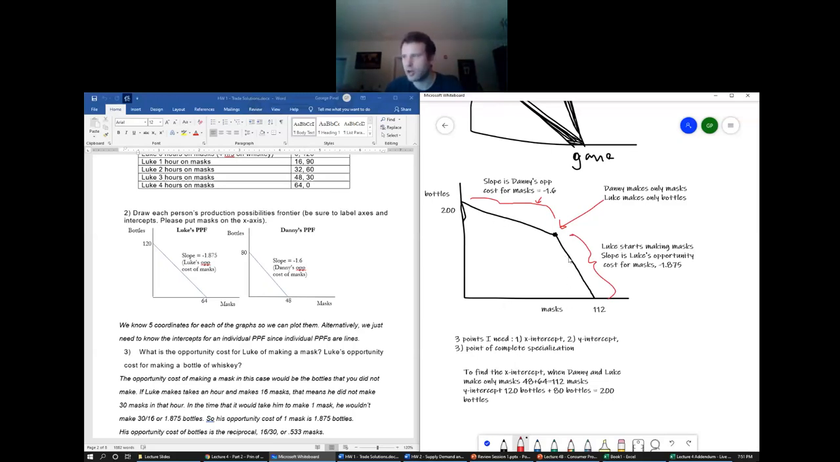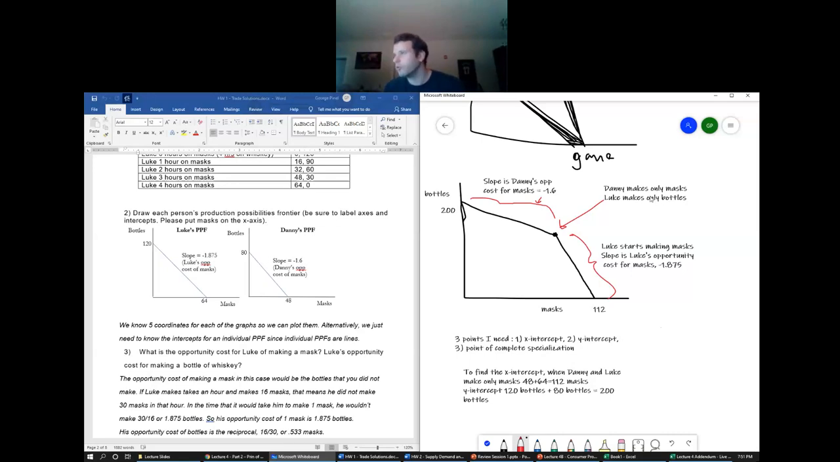Does that make sense so far? There should be two slopes because at some point, Luke's going to start making masks. And once Danny's done, once he has spent all of his time, his opportunity cost no longer matters. Now it's Luke's opportunity cost of masks per bottle, or bottles per mask. Okay. Is that clear? Is that unclear to anybody? No, it's clear. All right. If it is unclear, let me know. This is the review session. This is the time to get your questions out.